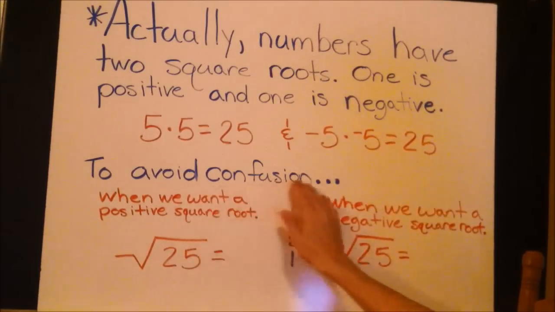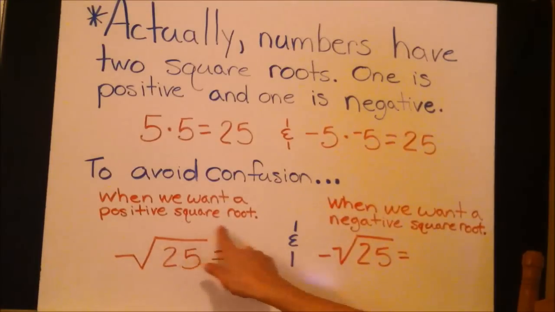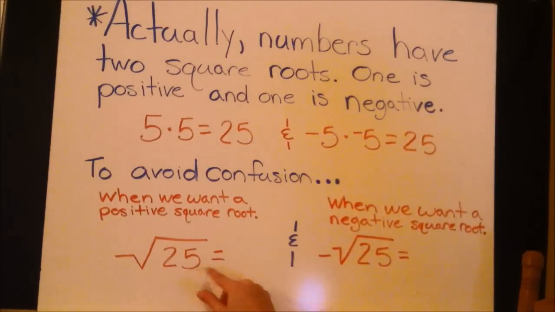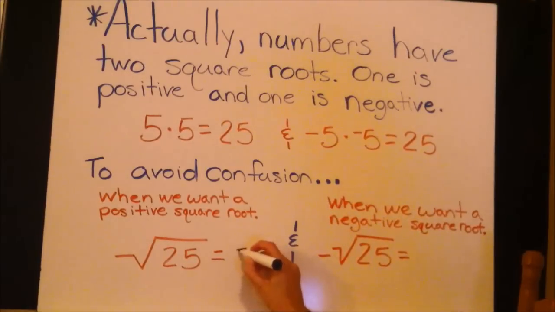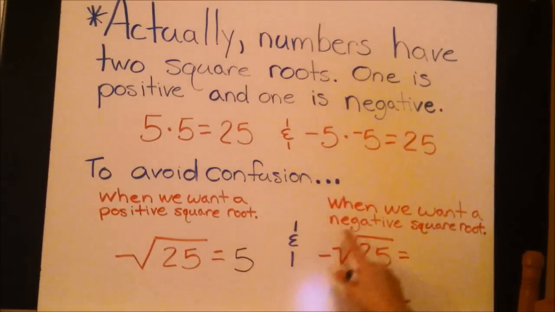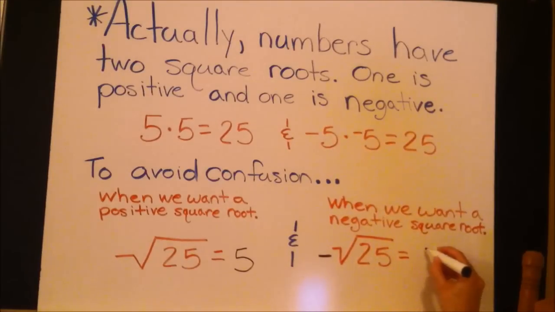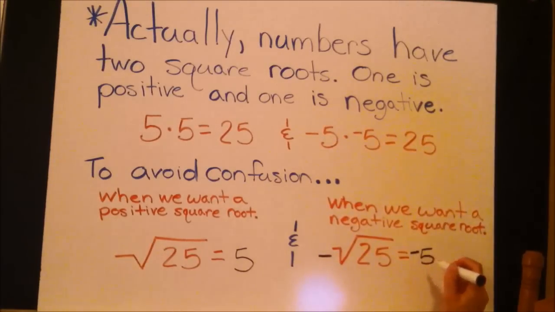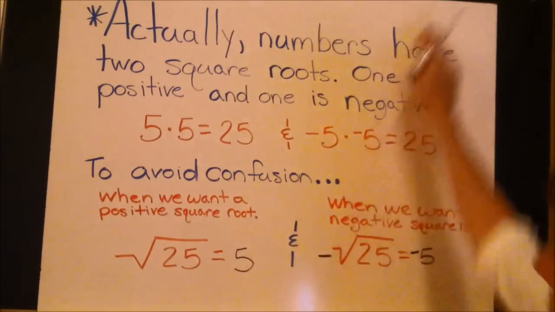So, to avoid confusion, when we want a positive square root, we'll just simply write the square root or radical sign with a positive number on the inside of it, and that will give us the square root of 25 is just 5, because 5 times 5 is 25. And when we want a negative square root, we'll put a negative sign right outside of the radical sign. The square root of 25 is 5. And since there is a negative sign out here, I'm going to put a negative sign on my square root.